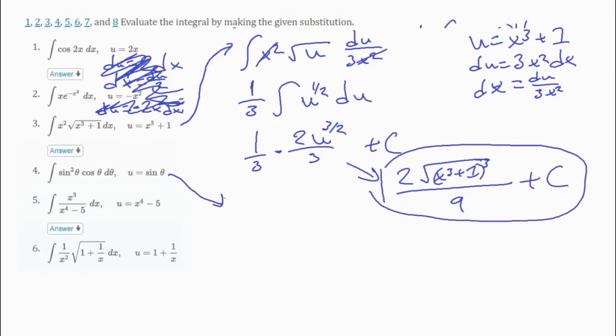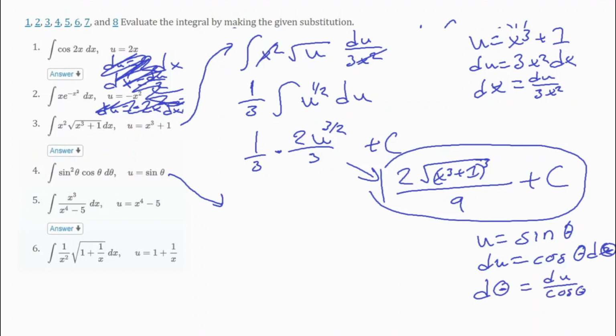And now let's take a look at number 4. Number 4 is something similar to what we did in the intro. So we have sine squared theta times cosine theta, and we're given that u is equal to sine theta. So let's write it down here. So u is sine theta. That means du must be cosine theta d theta. That means that d theta is going to be equal to du over cosine theta.